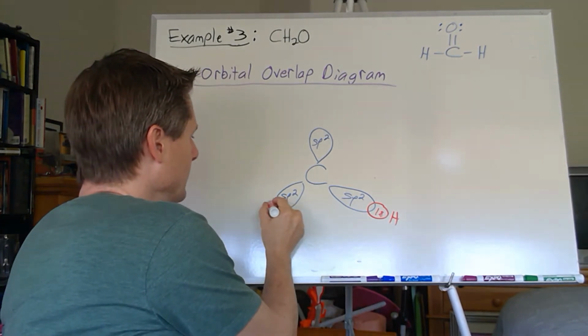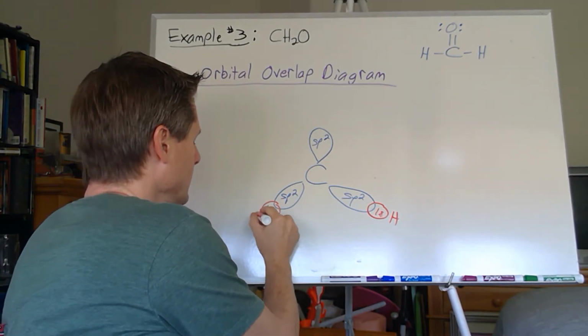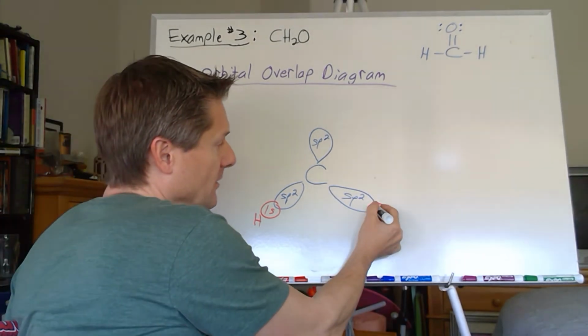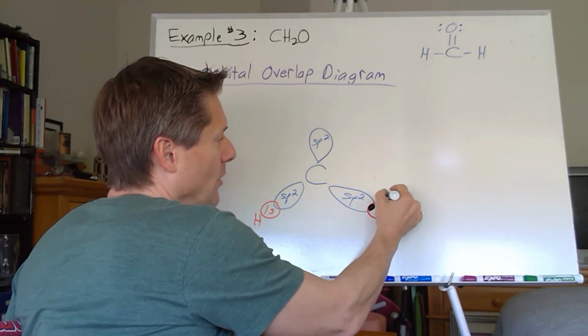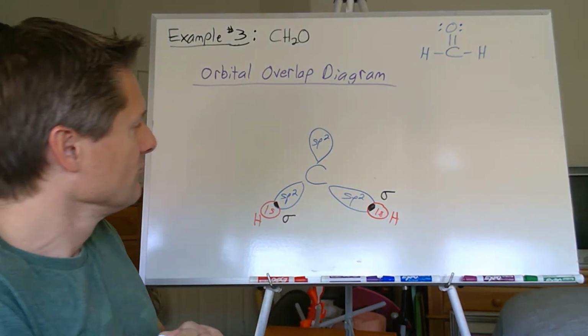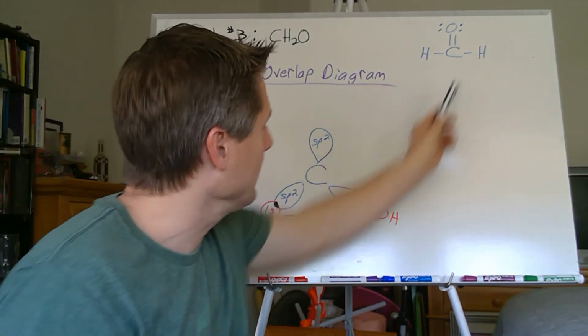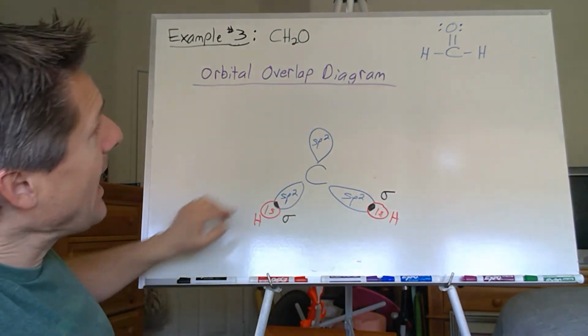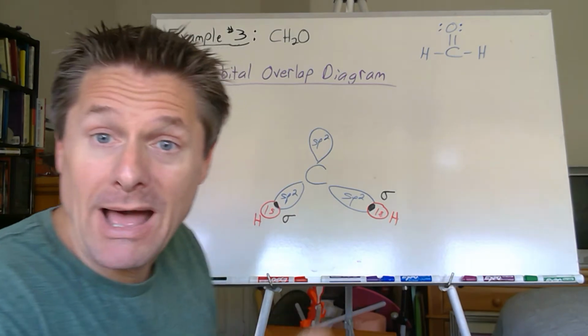Let's draw this hydrogen 1s. So we've got our sigma bonds right there. There's the electron density along the internuclear axis. So that represents that line there, and that represents that line there, head-on collision. Now, we've got a sigma and a pi bond here.